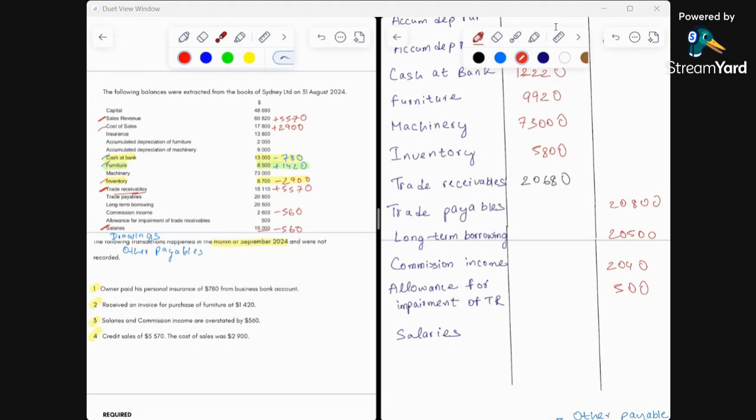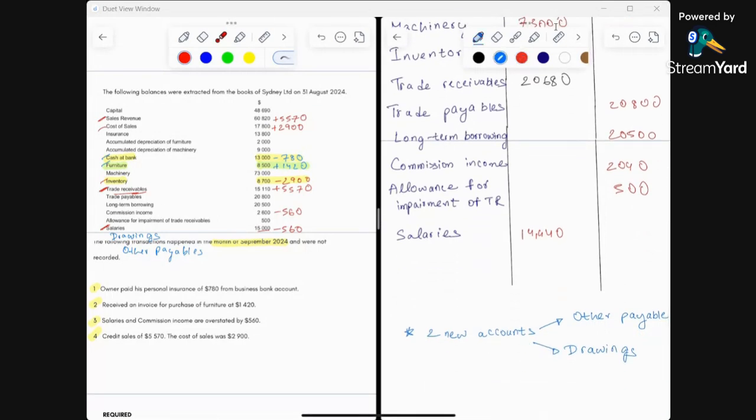Then we have got salaries of 15,000 minus 560, which we had overstated. Now we are taking it off. So 15,000 take away 560 gives us 14,440. Where should we record this? On the debit or credit side? Of course, on the debit side, because it is an expense account. Okay.